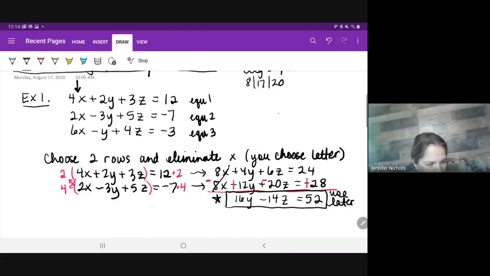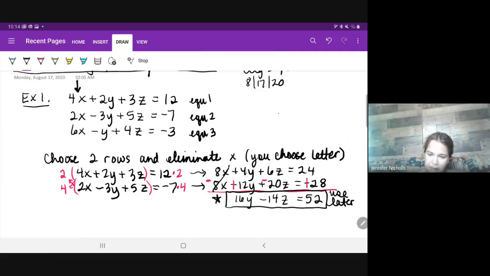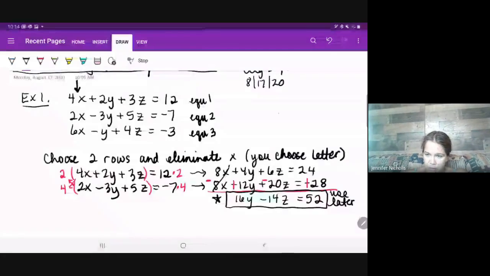Somehow my wrist hurts today. That's not good. Let me sit it. Okay, so we're going to use that later.